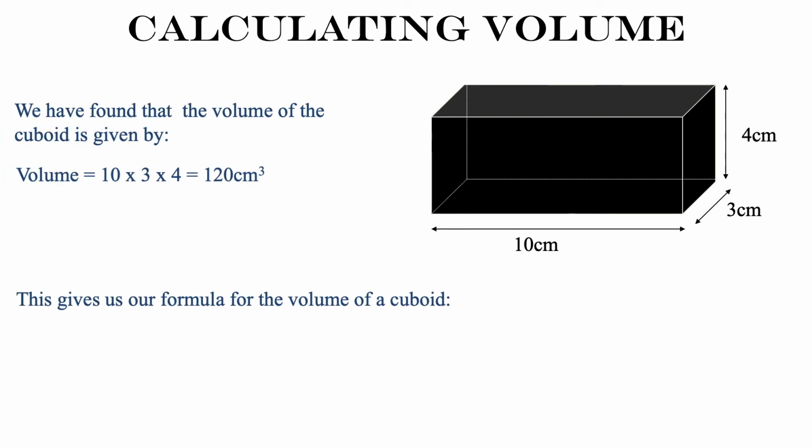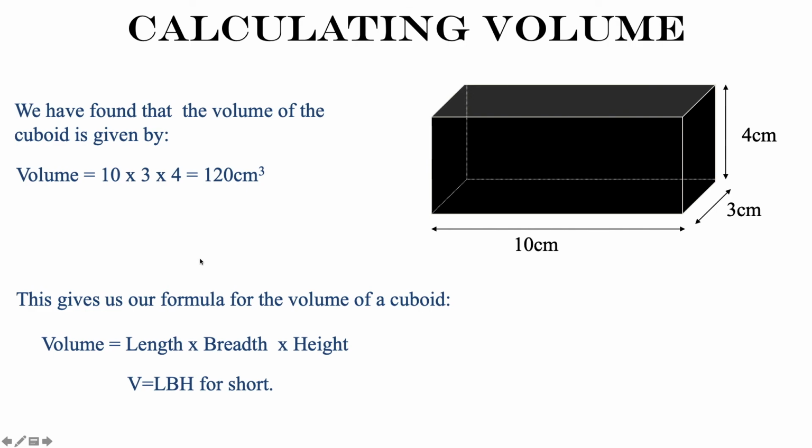So we have figured out now that the volume is 120 cubic centimeters. Because we now realize this, we can use the same approach to calculate the volume of many other three-dimensional objects, applying the formula that we saw: the volume is the length by the breadth by the height, in short, LBH.